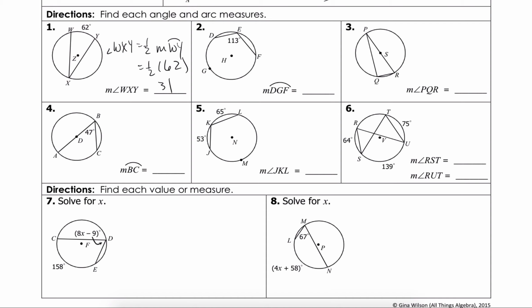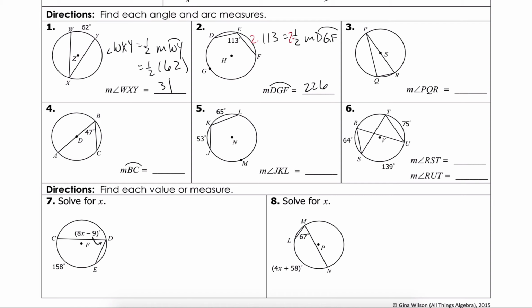Here the angle is equal to half the intercepted arc, DGF. So if I want to undo half, I'm going to multiply this side by 2 and this side by 2. So I get 226. This time, the first one here, I was given the arc, so I took half of that. But this second time I was given the angle, so I had to multiply the angle by 2 to get the arc.